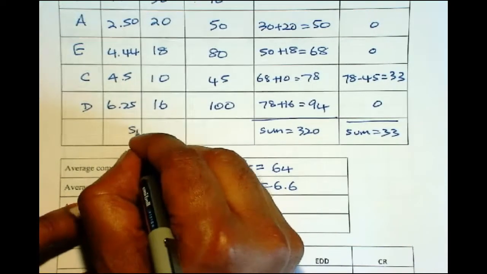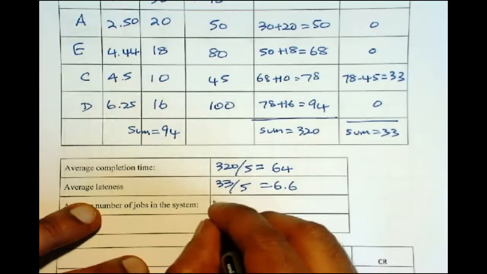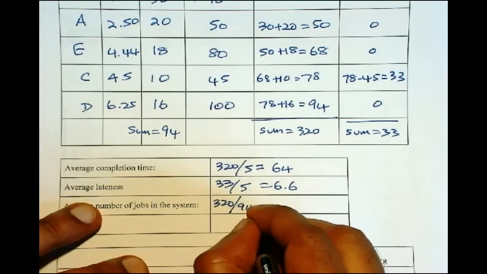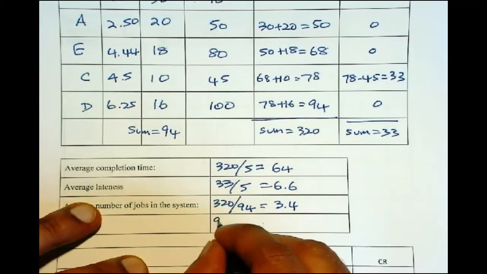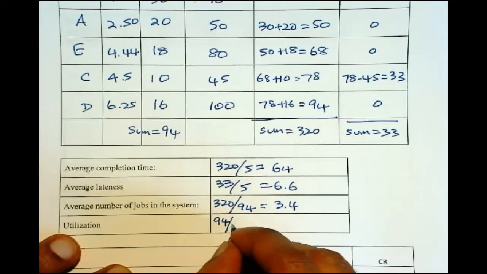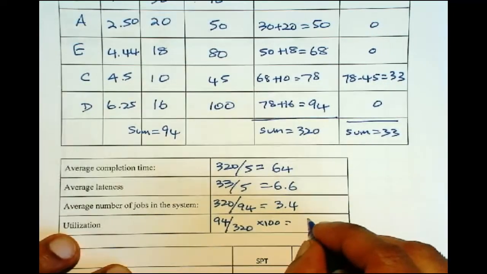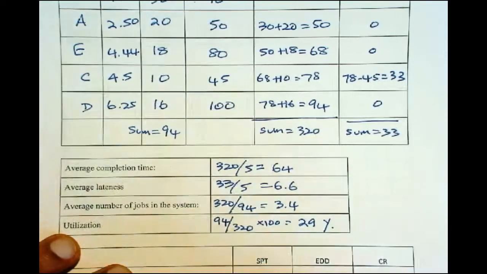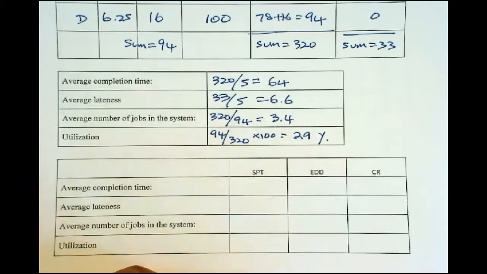Now we need the sum of processing time, which is 94. So 320 over 94 is 3.4. Then utilization is 94 over 320 times 100, which gives you 29%. Okay, now let's put all of them here for comparison.